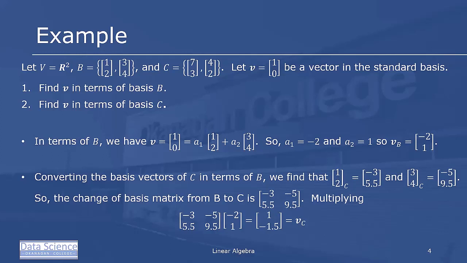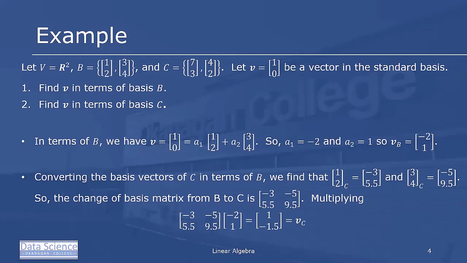and we create a linear combination A1 times the first basis vector in B plus A2 times the second basis vector in B. Solving this, we get A1 equals -2 and A2 equals 1. So the vector 1, 0 from our standard basis is now -2, 1 in basis B. Now, if we want to convert the basis vectors of C to be in terms of B, we can do it exactly the same way.